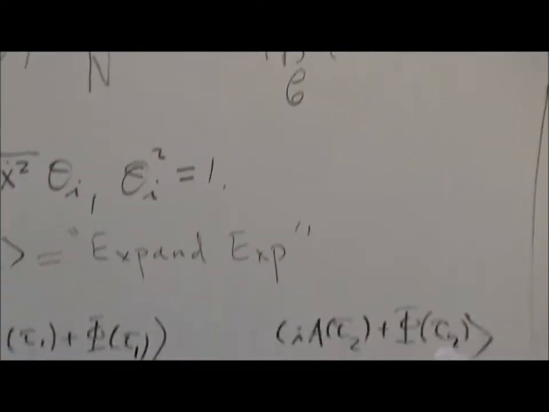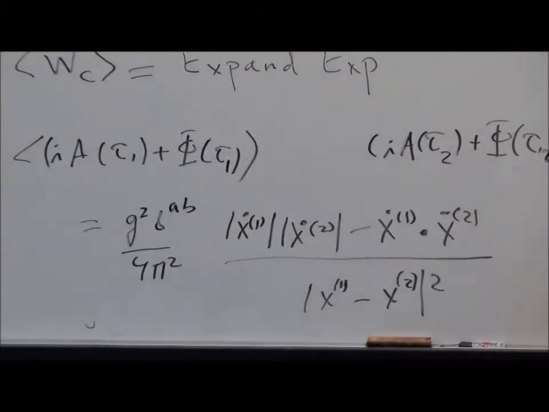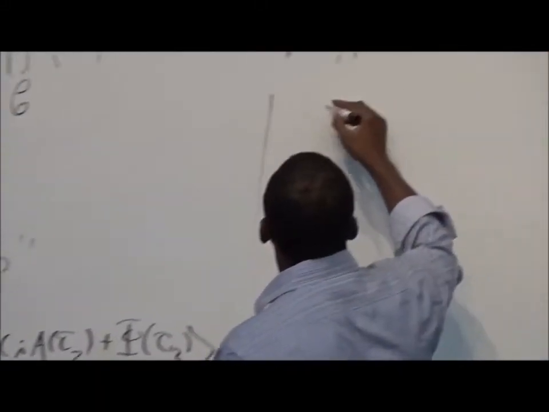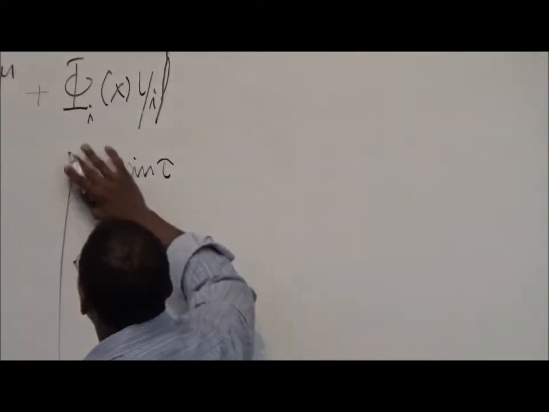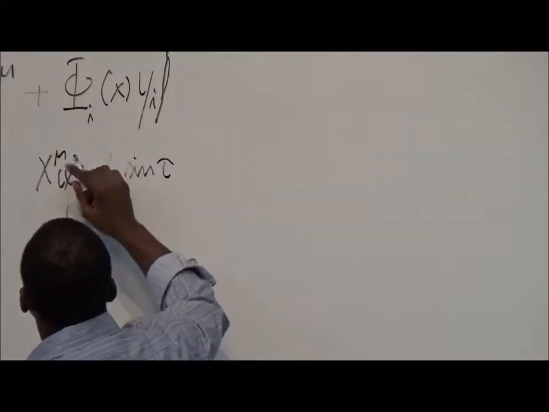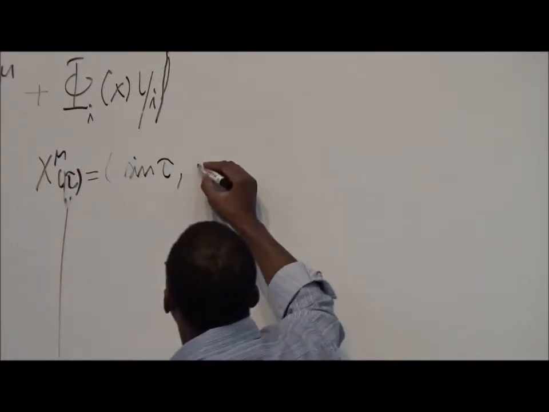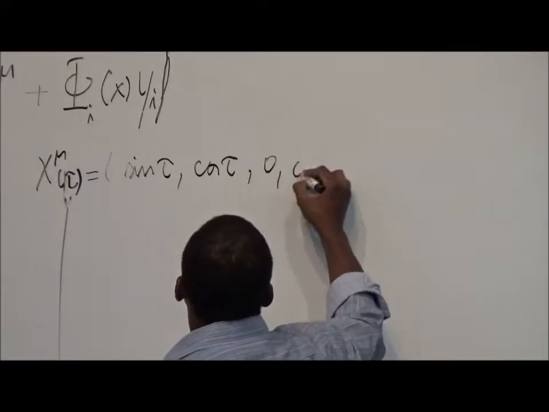I'm discussing a circular Wilson loop, so the path that I'm taking, I'm going to write it now explicitly. So let's take a path. We're working in Euclidean space, so let's take a path x mu of tau, given by sine of tau, cosine of tau, 0, 0. This is all I need to tell you to be able to start evaluating. Okay?